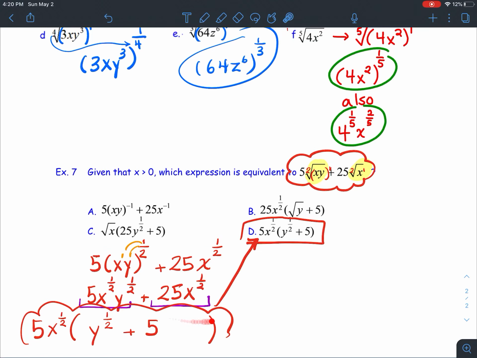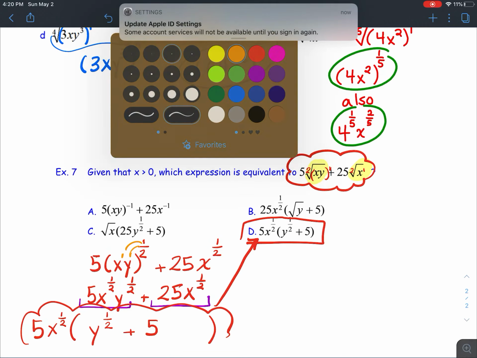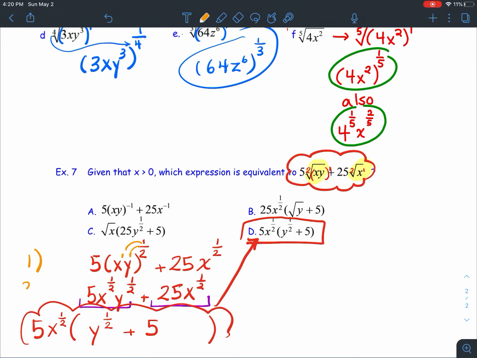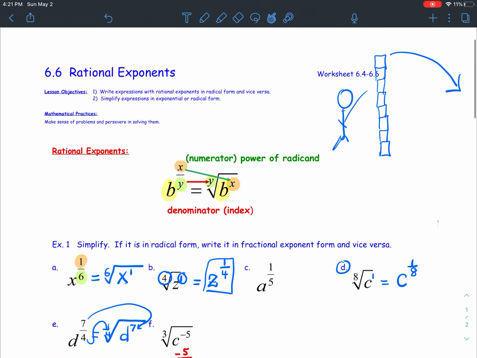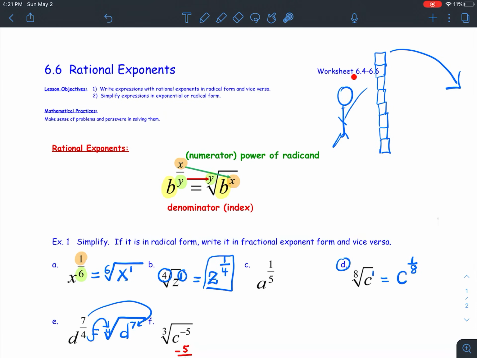Okay, these problems that you're going to be asked to do on the next several worksheets, it's basically this same 3-step process that you will do. Okay, basically you're going to change the radicals into fractional exponents, distribute that fractional exponent, and pull a GCF out. Okay, I think that your assignment here is for you to complete worksheet 64-66.